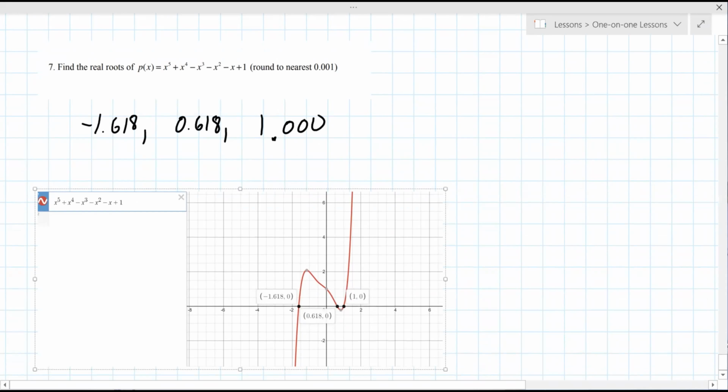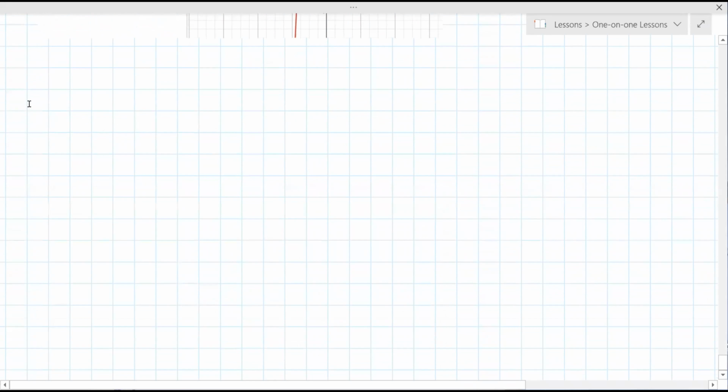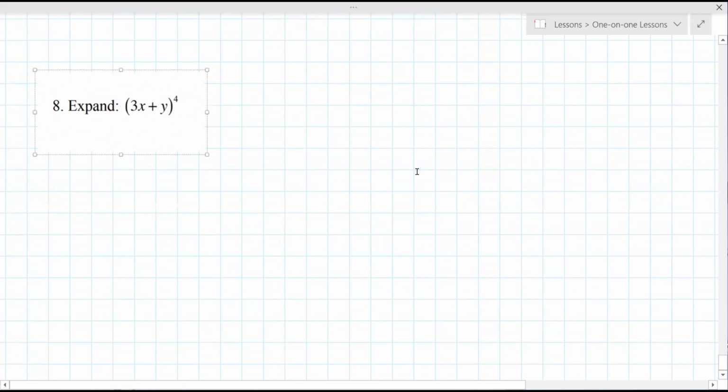Last question, 8. Can we just do the binomial theorem again? Sure. Okay, the process that I do here is different than maybe what you've seen. You have to start by drawing Pascal's, I guess this is Pascal's triangle. I don't remember. Is that right?